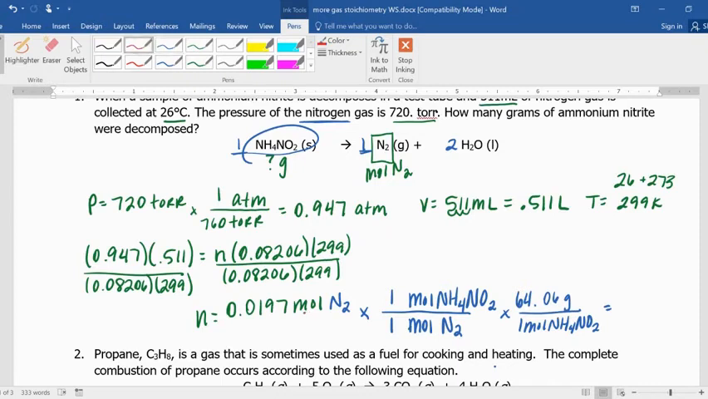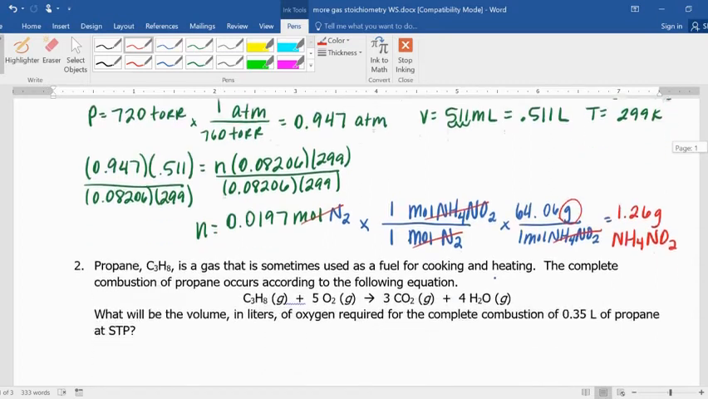Remember in Stoich, we set this up so our moles cancel, and the only thing we're left with is grams. And so our answer here to 3 sig figs is 1.26 grams of ammonium nitrite. And that, my friends, is a great gas stoichiometry problem. Okay, let's try another one.